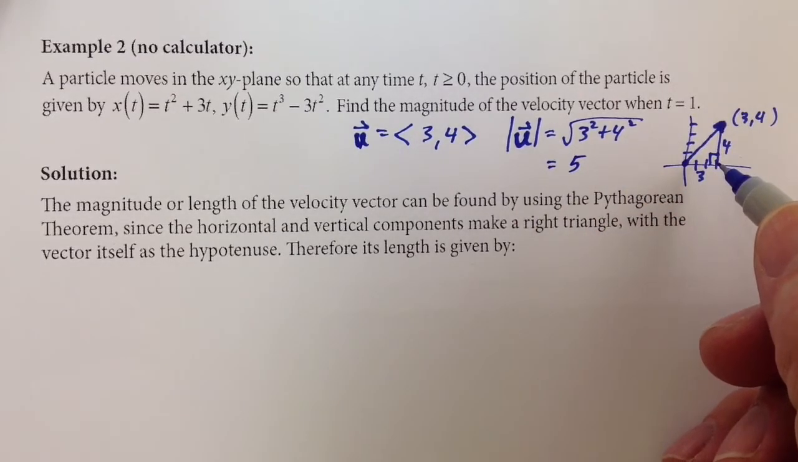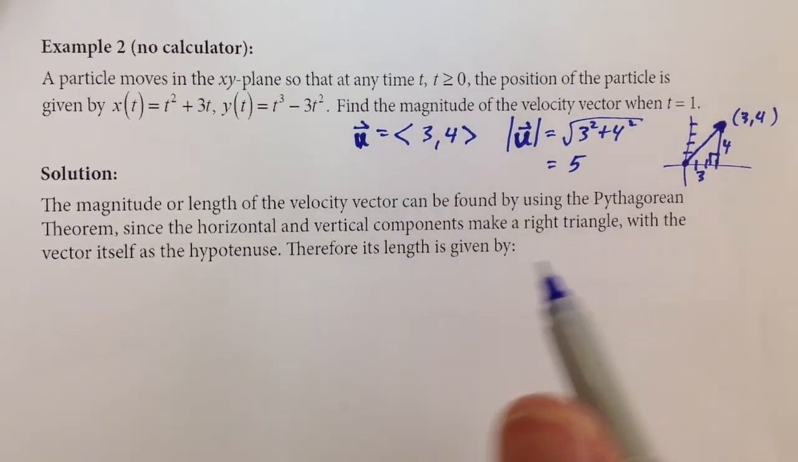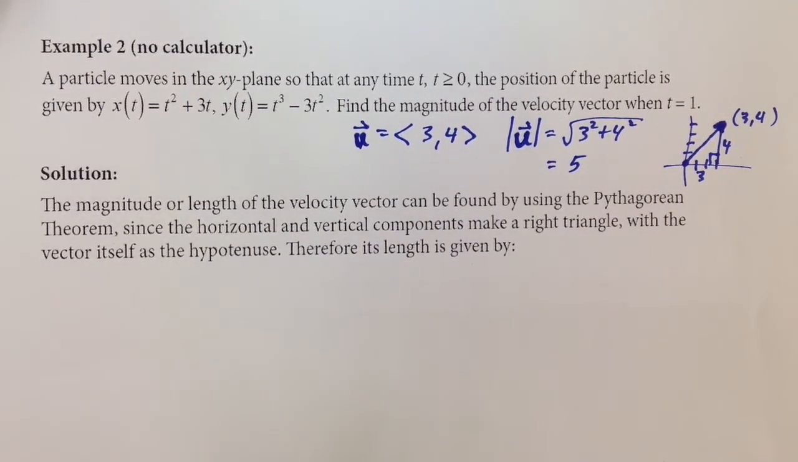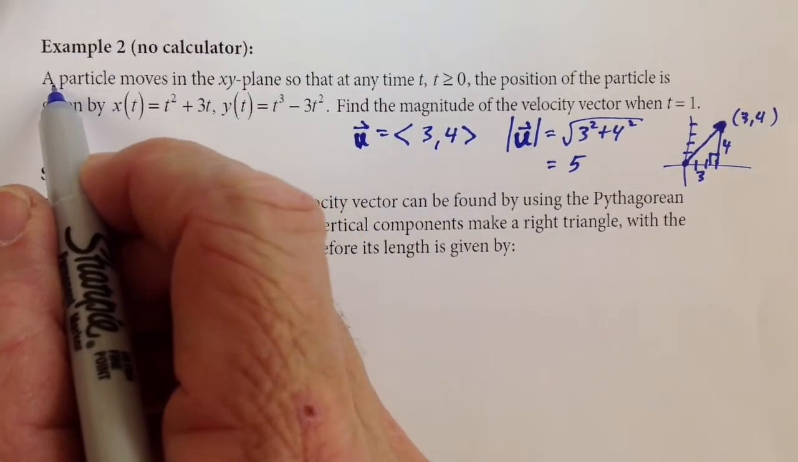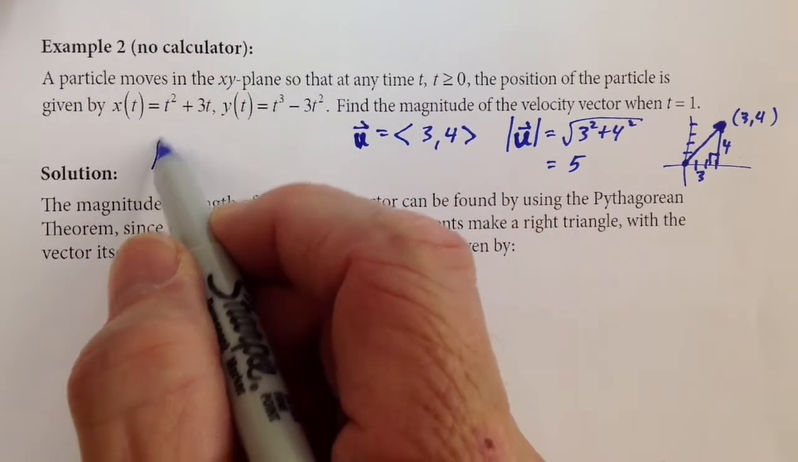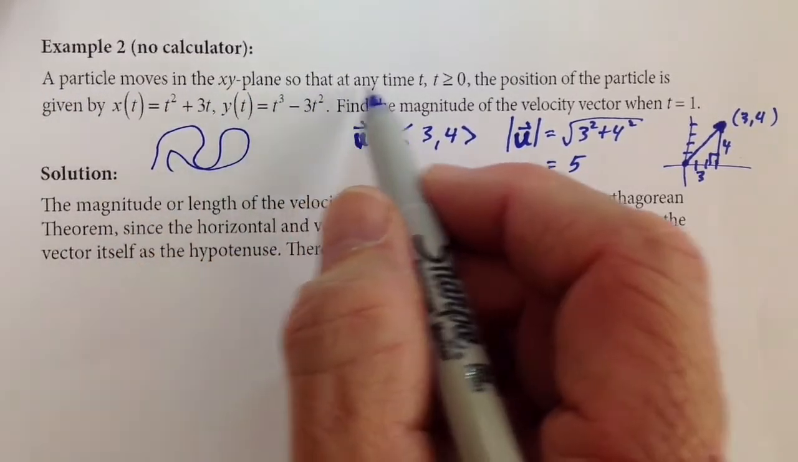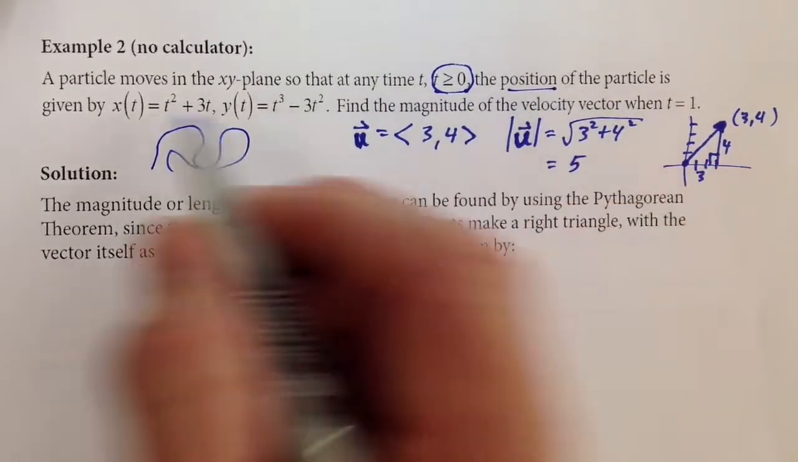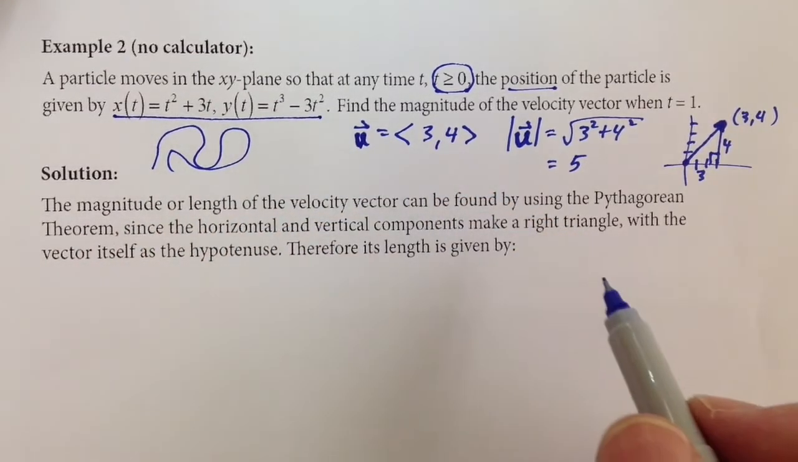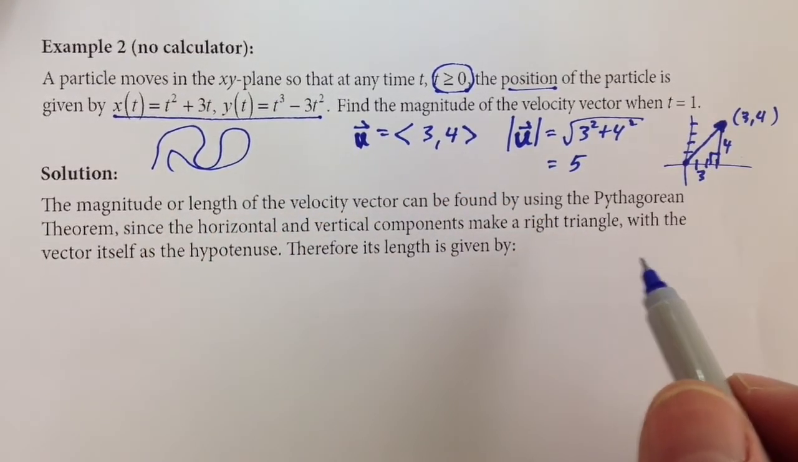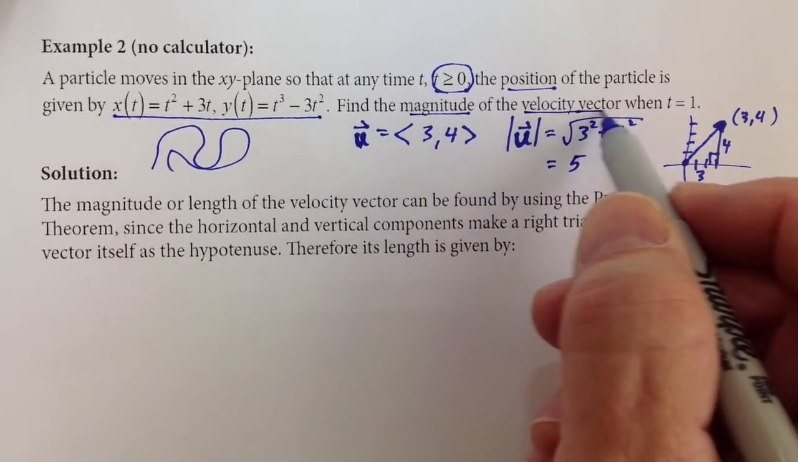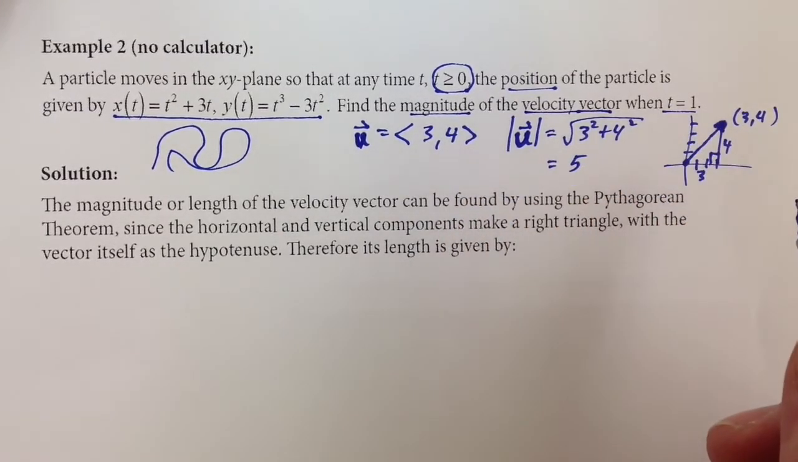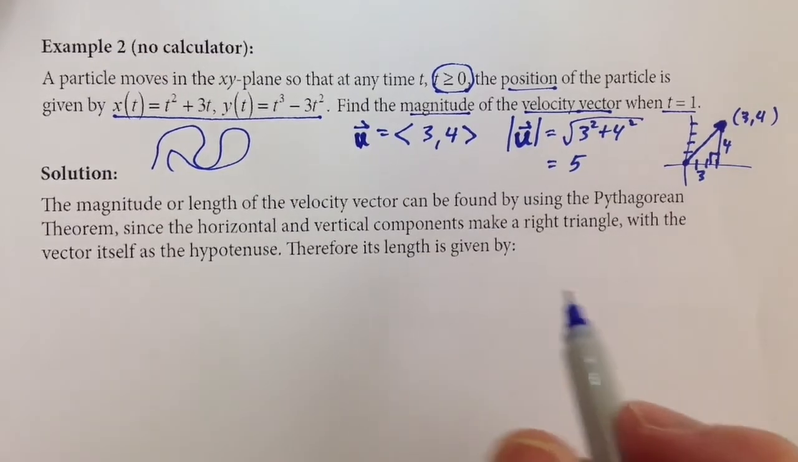Okay. Well, the cool thing is that all this new notation that you're learning works exactly the same. The same rules apply. So let's take a look. We have a particle moving in the xy plane. Again, it could be all over the place. At any time t greater than or equal to 0, the position is given by these two parametric equations. What we want to find is the magnitude of the velocity vector at the time t equals 1. Okay, so let's take a look.